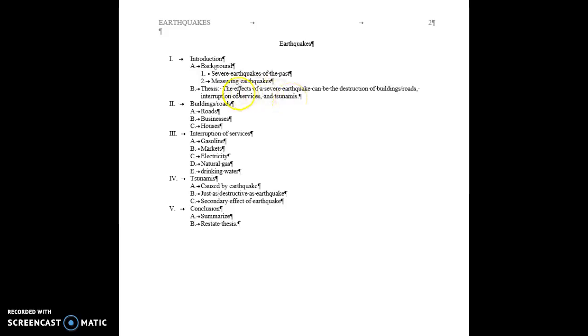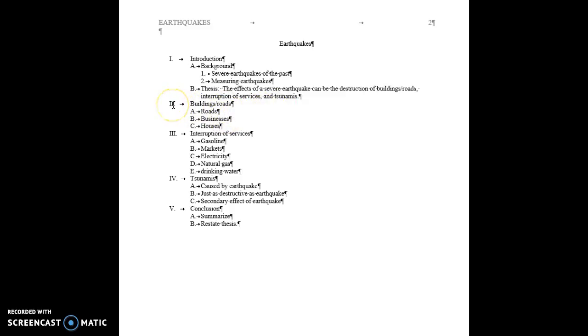Now, I have said here that we're going to talk about the effects of severe earthquake. So that shows the reader that this is what happens after the earthquakes. Then at the end of this thesis, I have 3 points of discussion: the destruction of buildings and roads, the interruption of services, and tsunamis. Now I go into the different points of discussion.